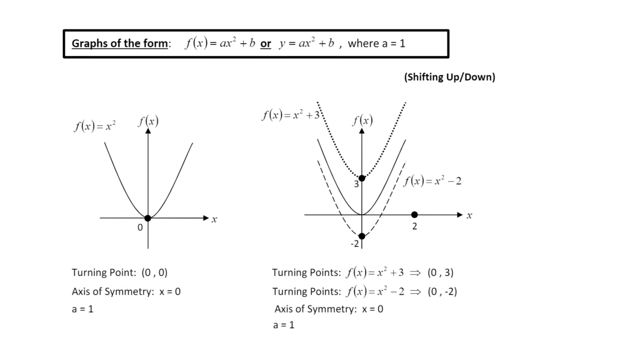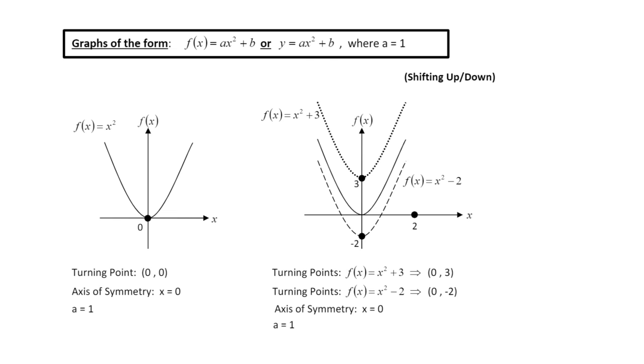Okay, now let's look at the graph. Rather than moving left and right, let's see what happens when it moves up and down. When we were moving left and right, we had this strange opposite rule. When we're moving up and down, it's just straightforward. If you're adding at the end, it goes up. If you're subtracting, it goes down.